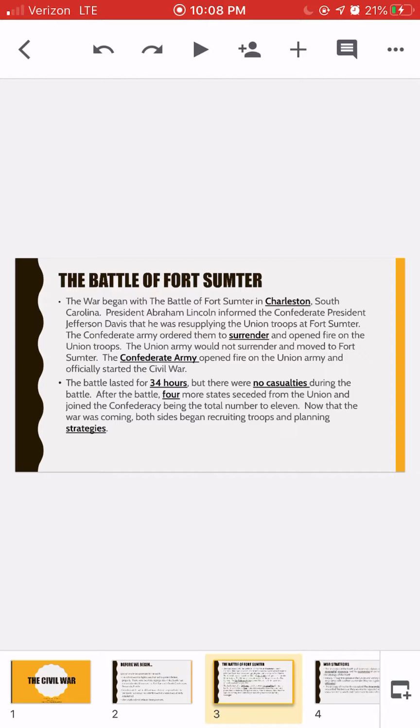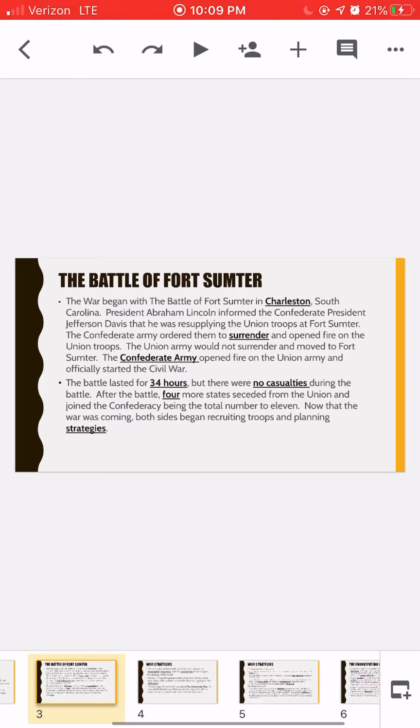It led to the first battle of the Civil War. And that was the Battle of Fort Sumter. So, Abraham Lincoln was sending more soldiers to Fort Sumter in Charleston, and Jefferson Davis, who was the president of the Confederate Army, ordered them to surrender. They would not, and they opened fire. And this was the first battle of the Revolutionary War.